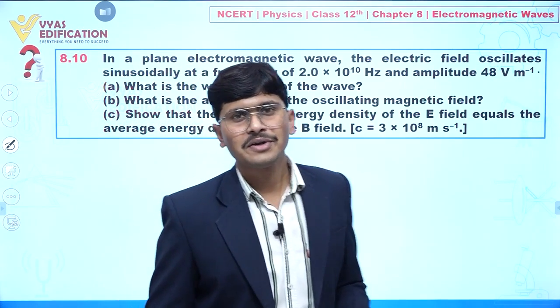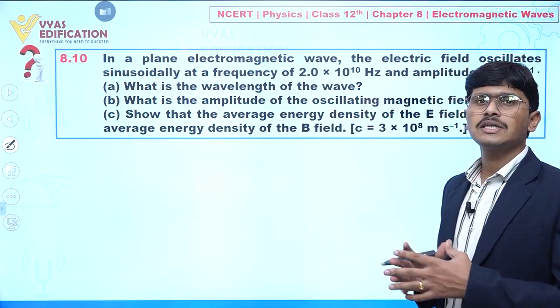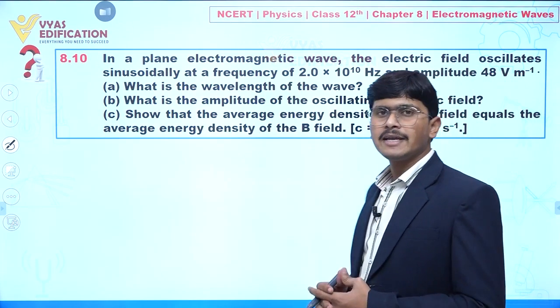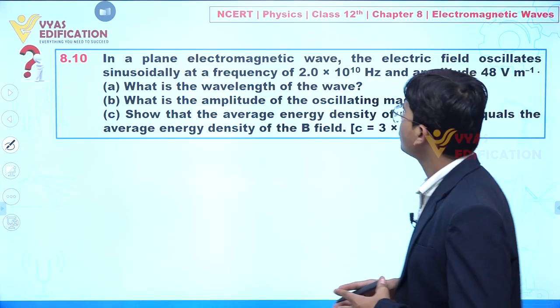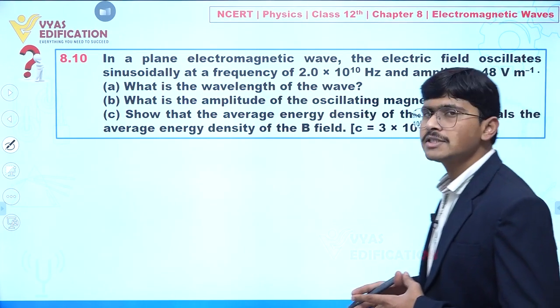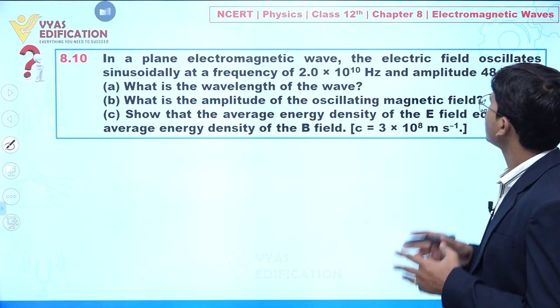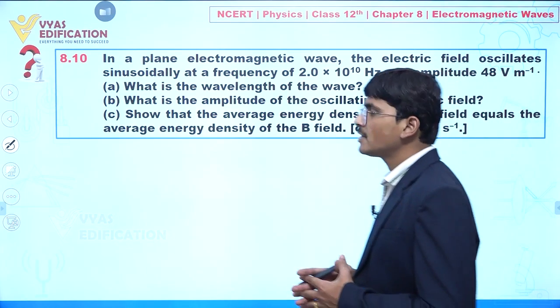Now dear students, we are going to discuss question number 8.10, and in this question it is given that in a plane electromagnetic wave, the electric field oscillates at a frequency of 2 into 10 to the power 10 hertz and amplitude 48 volt per meter. What is the wavelength of the wave?